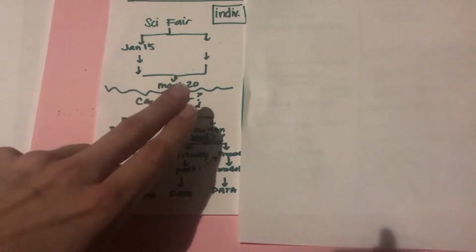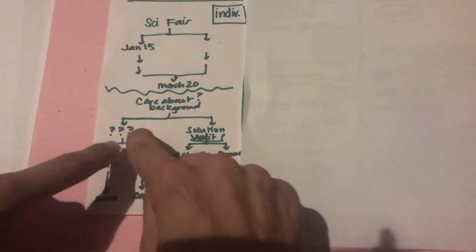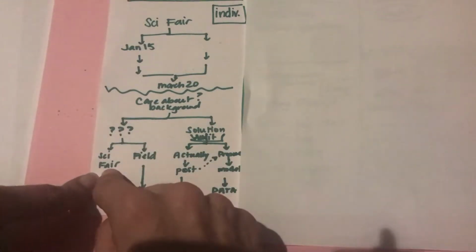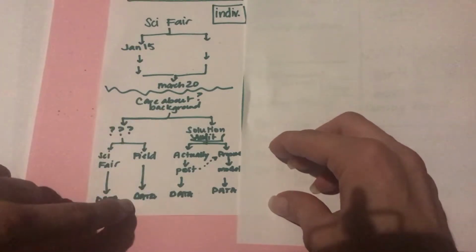From there, you're going to look at it and go, okay, what do I really care about, and how do I want to go into this? Do I want to ask a question? If you want to answer a question, then you can pick: do you want to do an actual science fair project, a typical lab investigation and get some data, or do you want to do a field investigation and get data?